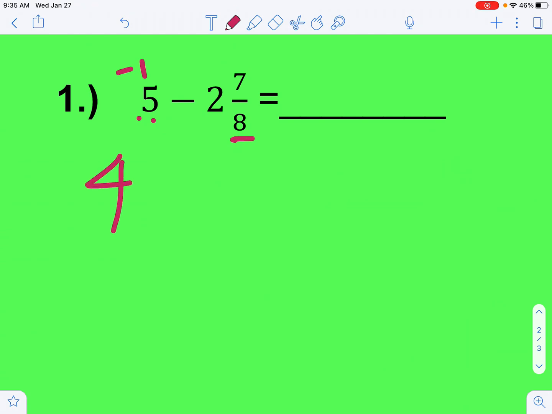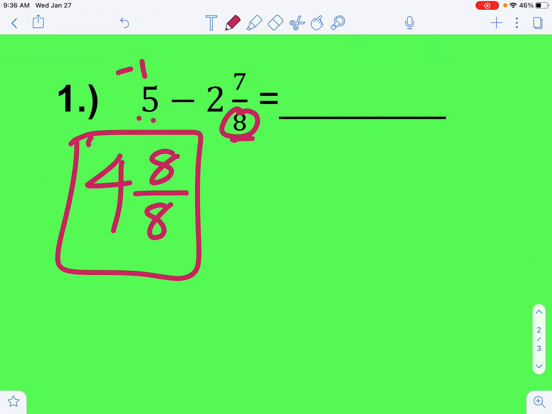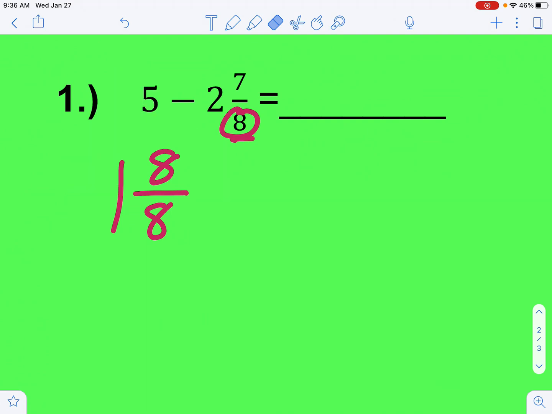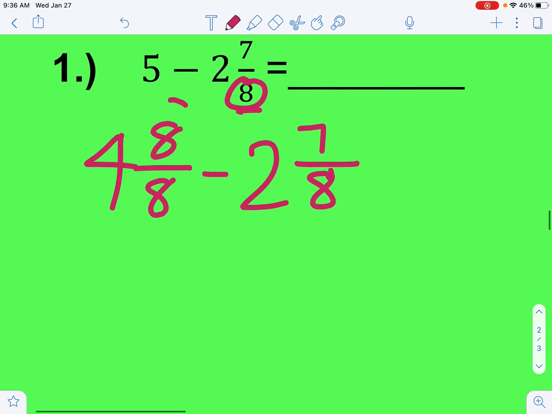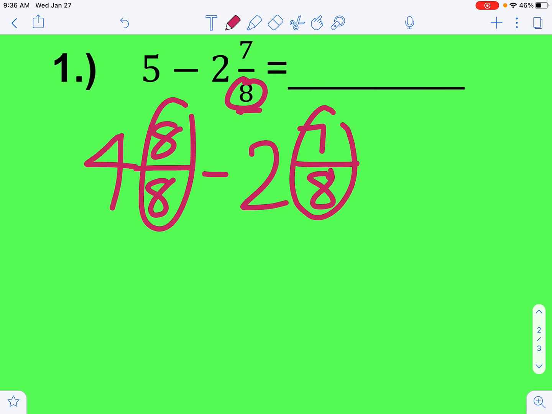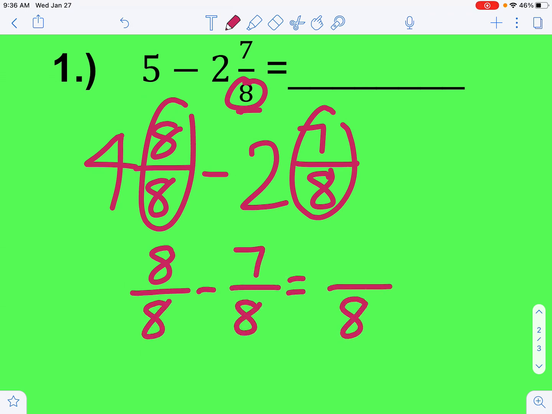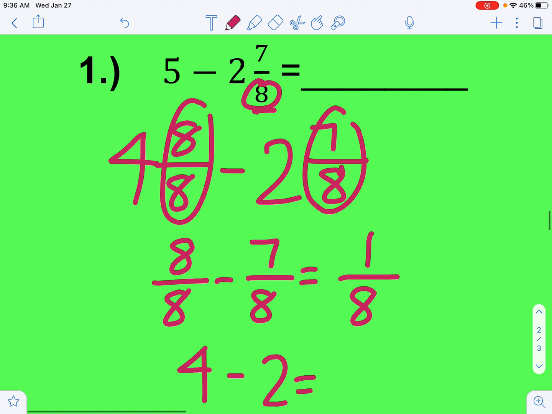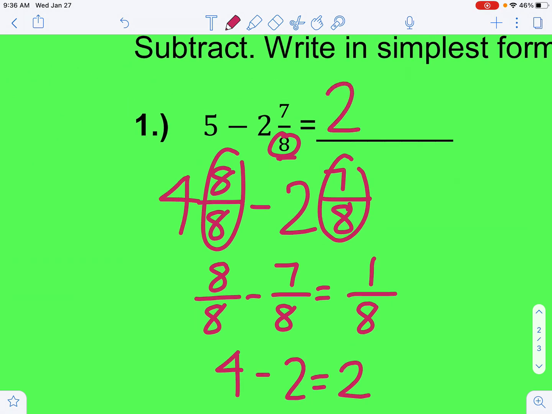Let's subtract 1 from the 5, which gives us 4. And our denominator is 8, so we have 8 over 8. This is the exact same thing as 5, just written in a different form. Now we're subtracting 2 and 7 eighths from that. So now this problem looks exactly like it did up above. We subtract our fractions first, and then we subtract our whole numbers. We're taking 8 over 8 minus 7 over 8. Our denominators are the same. 8 minus 7 gives us 1. And then we take 4 minus 2, which gives us 2. So our answer is 2 and 1/8.